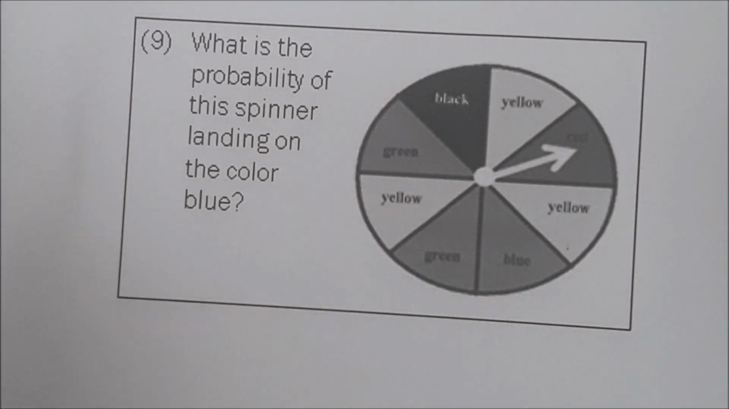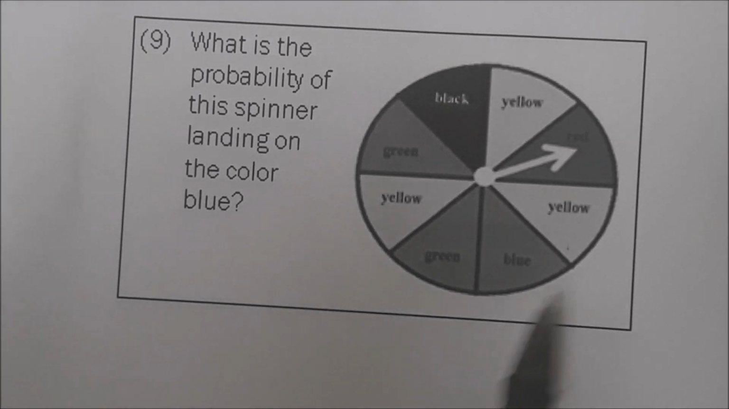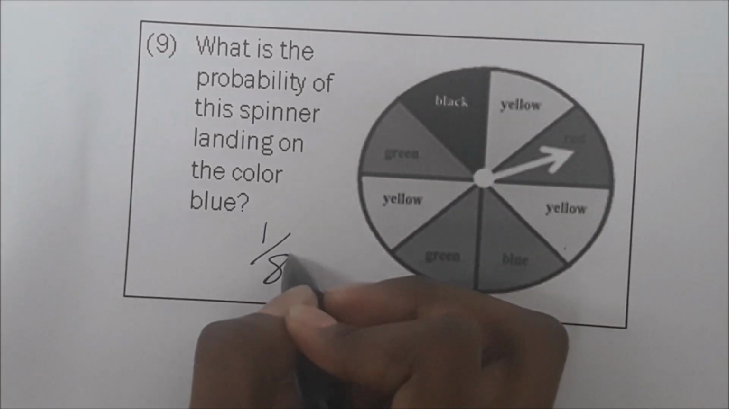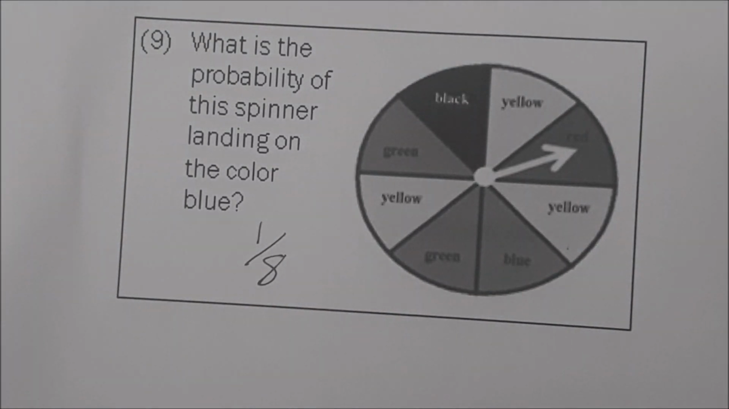Okay, those of you at home, just put the answer in. Write the answer as a fraction. So you can give the answer for number 9 for probability. Okay, Rafaela, go ahead. Write the answer for that. Since there's 1 blue and there's 8 colors on the spinner, the answer is 1/8. Very good. Hope those of you at home got that correct. Only 1 blue and there are 8 colors, so the probability of landing on blue is 1/8.